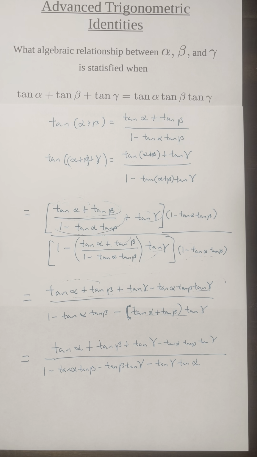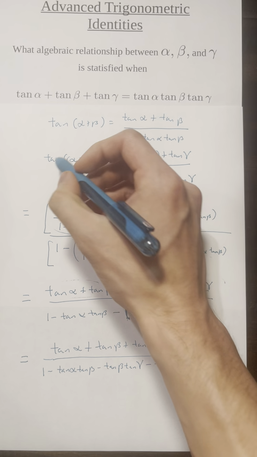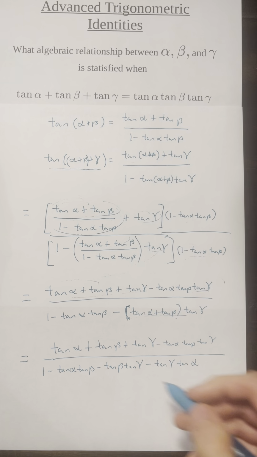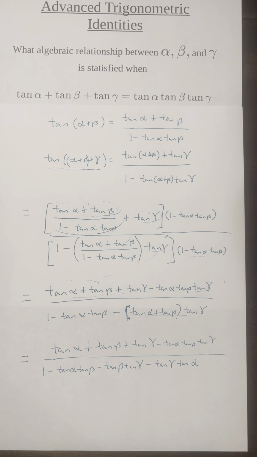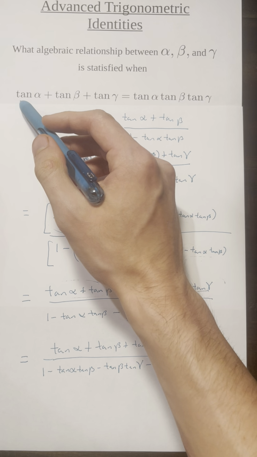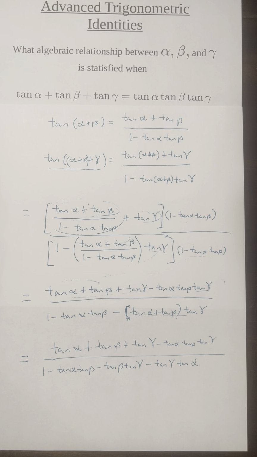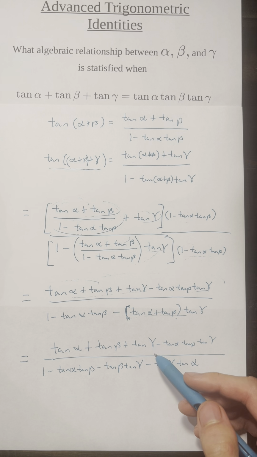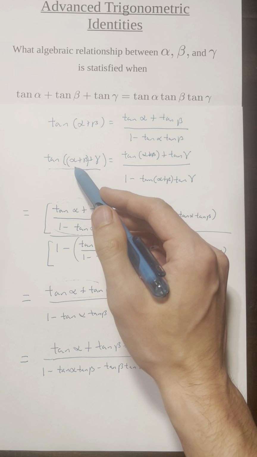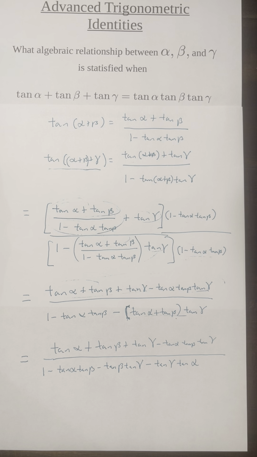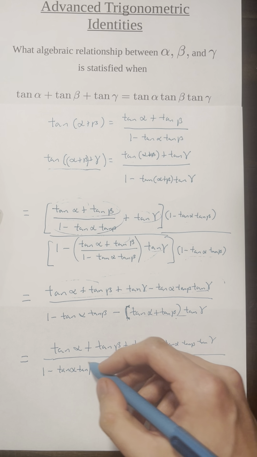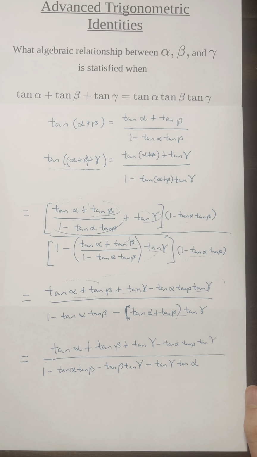Okay, so tangent alpha plus beta plus gamma is equal to this. Now, if this holds, what can we say about the numerator? It's going to be 0. So that means tangent alpha plus beta plus gamma is going to be equal to 0, as long as the denominator is not equal to 0.